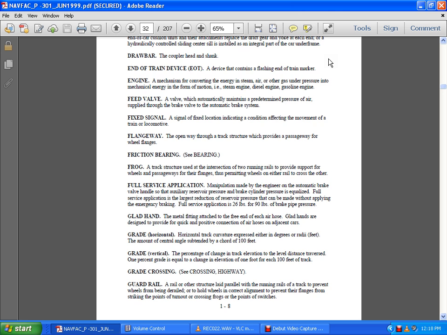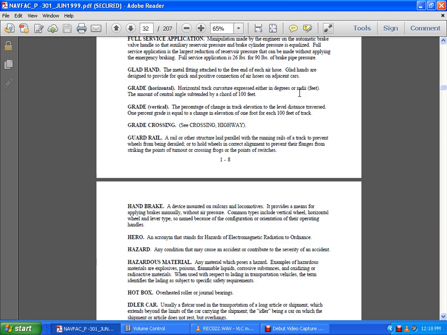Grade crossing highway guardrail, a rail that is structurally laid parallel to running rails to the track to prevent wheels from being derailed and hold the wheels in correct alignment, to prevent flanges from striking points, turning, crossing frogs, and point of switches.